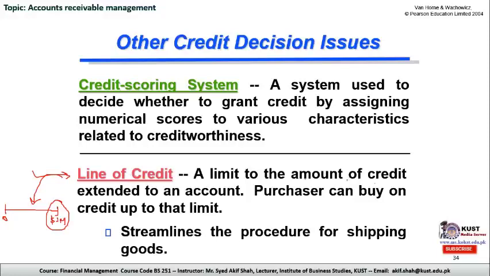So what is this? A limit to the amount of credit extended to an account. The purchaser can buy on credit up to that limit. This is what I have already explained to you, and it streamlines the procedure for shipping the goods as well as provides good account receivable management.